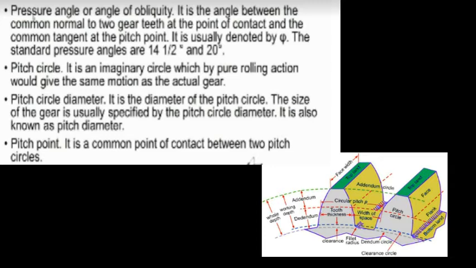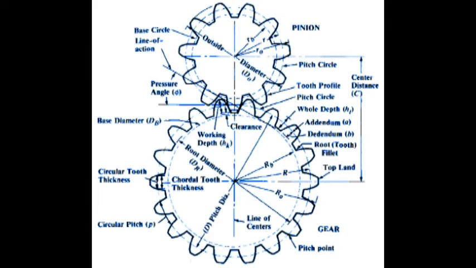You can see some more terminologies here. We have a gear and a pinion mating together, and the distance from the center of the pinion to the center of the gear is called the center distance. You can also see the pressure angle, the line of action and the base circle. There is a root diameter, and then we have the circular tooth thickness, which is measured on the pitch line.